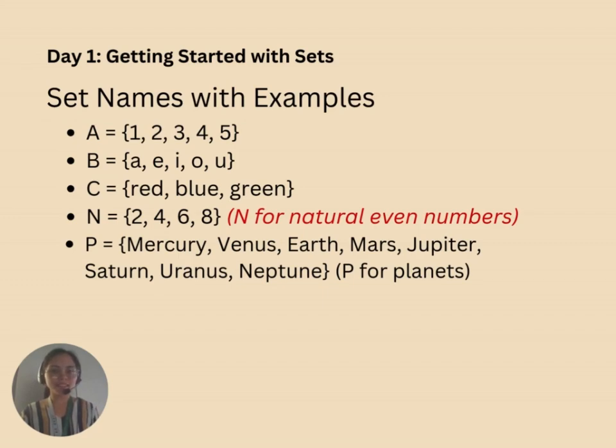So here are set names with examples. There we have set A. Set A is equal to 1, 2, 3, 4, 5. Set B is A, E, I, O, U. Set C: red, blue, green. Set N: 2, 4, 6, 8, where N is for natural even numbers. And lastly, the set P for planets. Again, let's notice our sets are named after capital letters.